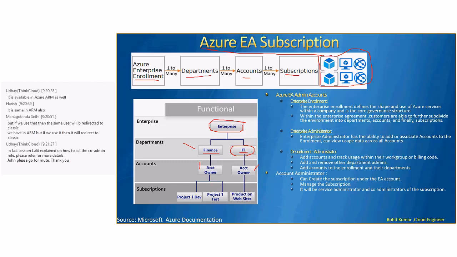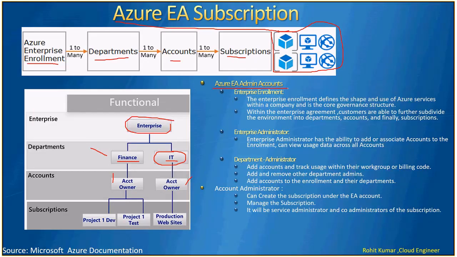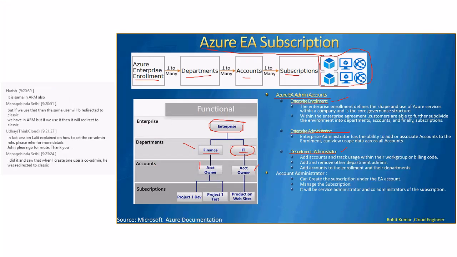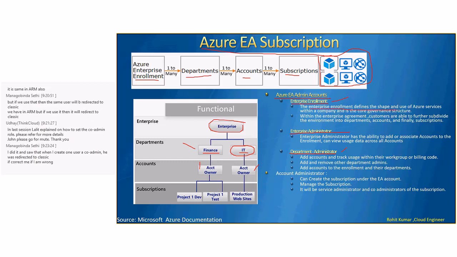So let's say here in the Azure EA admin portal, you'll have three roles. By default, three administrator roles would be there. The first would be enterprise enrollment, the second would be enterprise administrator, the third would be department administrator. The enterprise administrator has all the rights to your subscription. The enterprise enrollment can define the shape of your Azure services within your organization as a core governance structure. It has an enterprise agreement with the customer, and he can divide it into separate departments, accounts, and finally the subscription.